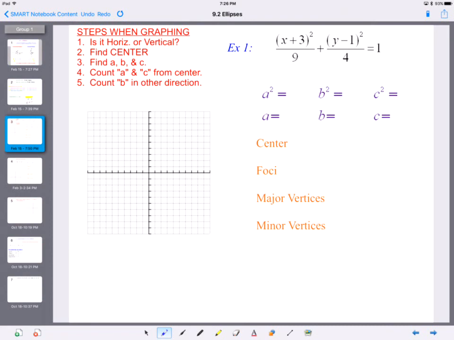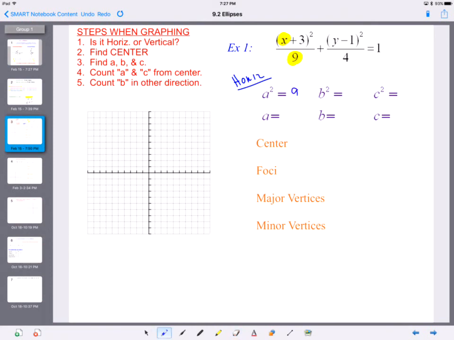So the first thing is, is it horizontal or vertical? Well, the A squared is the largest, so that's 9. That's got to be the largest distance. It's underneath the x squared, so we think, alright, x squared, x-axis, going this way. So therefore, we have a horizontal ellipse.